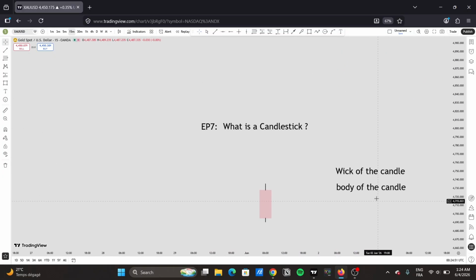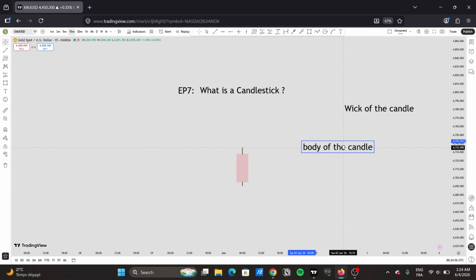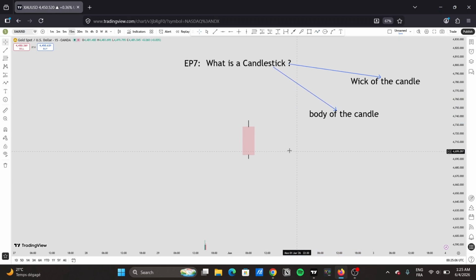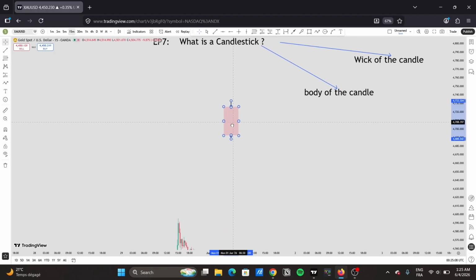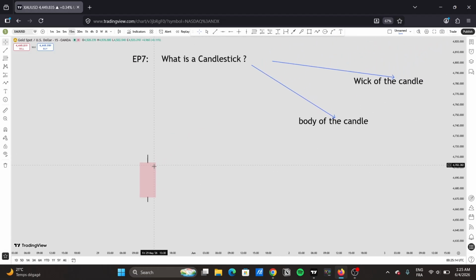These are the components of a candle. Sorry, give me a moment. So basically, this is a candle, right? We can see here a candle. The part that is colored and rectangular is called the body of the candle. This one is the body, while these lines on top and on bottom are the wicks of the candle.